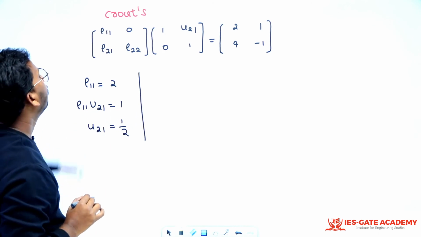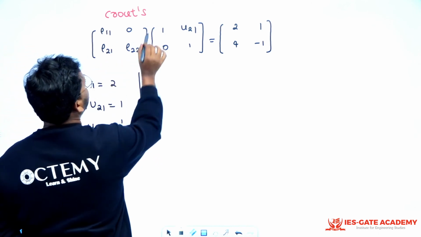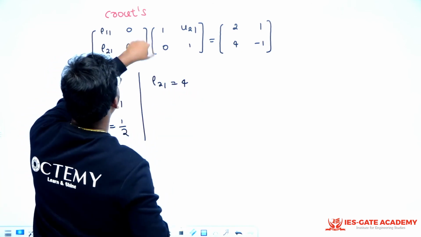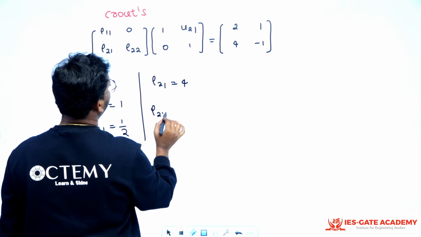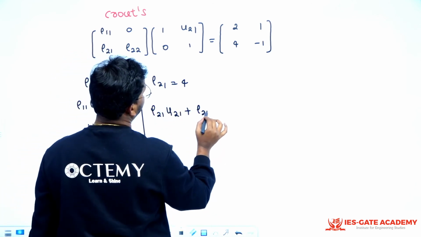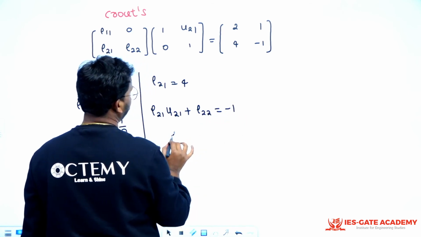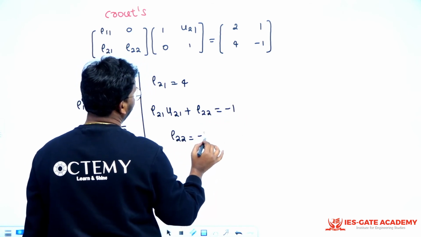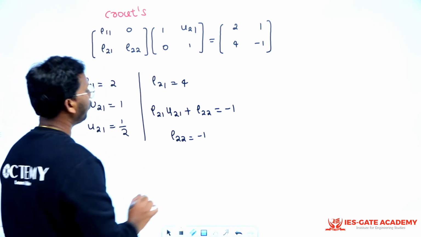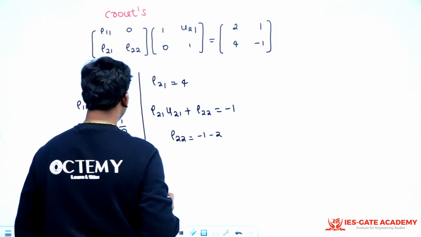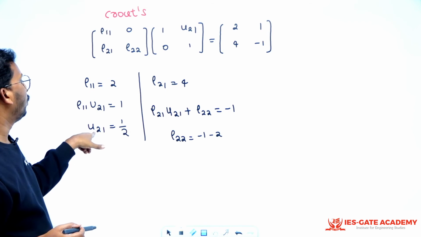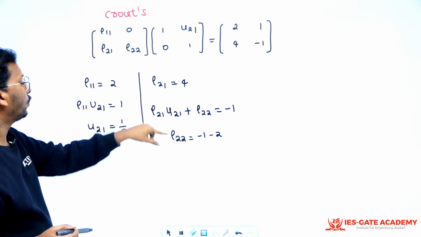Very good. Next, this into this, you will get L21 is equal to 4. Next, this into this, that is L21 U21 plus L22 is equal to minus 1. So from here L22 is equal to minus 1. What is your U21? Half. This is 4, so minus 2. This is basically 1 by 2, U12, this is 4, so that will become 2. So minus 2 will become minus 3.